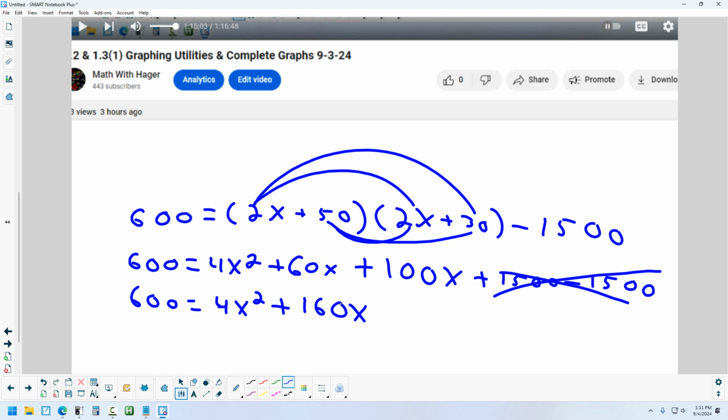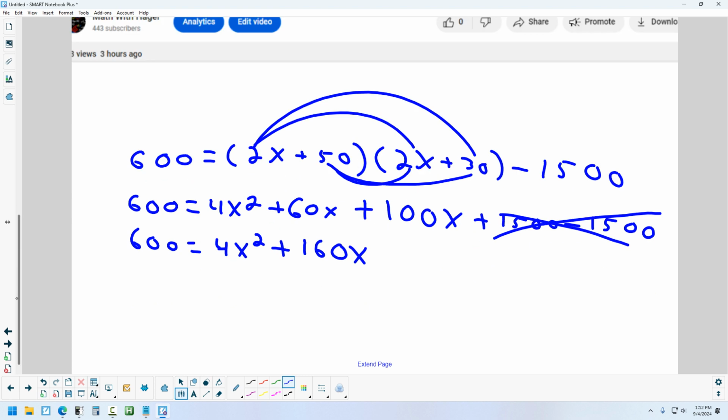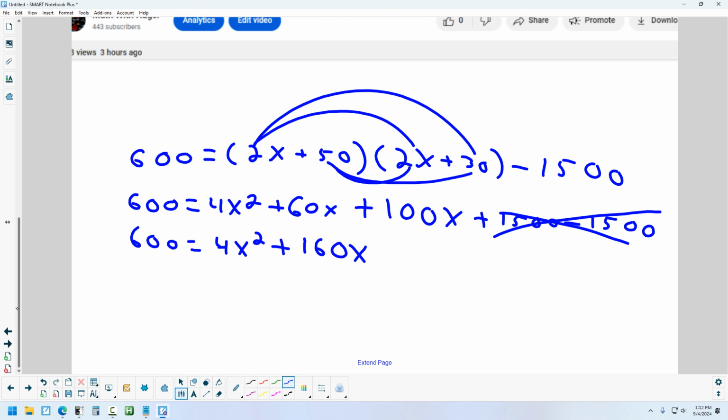Does anybody remember another way besides that? To solve a quadratic? Factoring. So you can factor it. And there's one other way. Anybody remember a quadratic formula? The name? Yeah. All right. Well, we're going to need the formula in a minute.